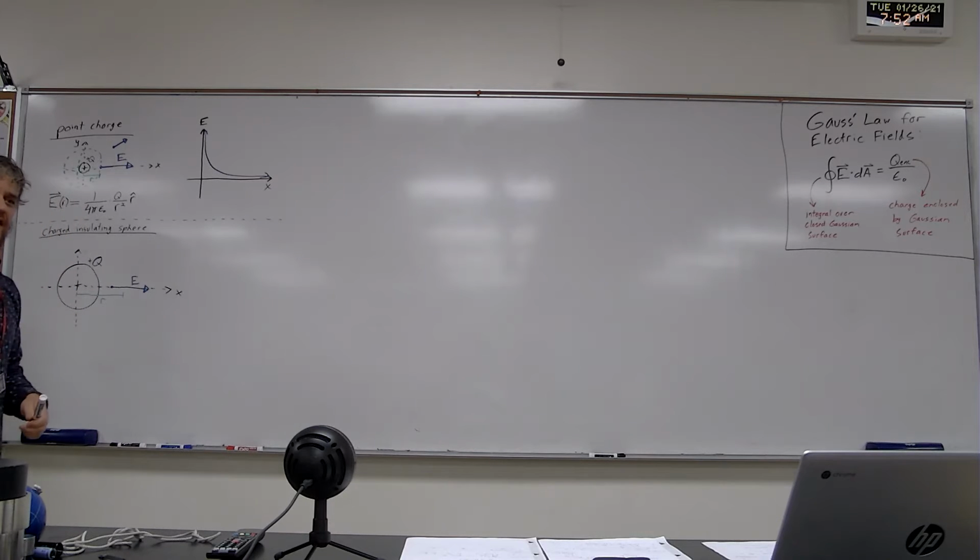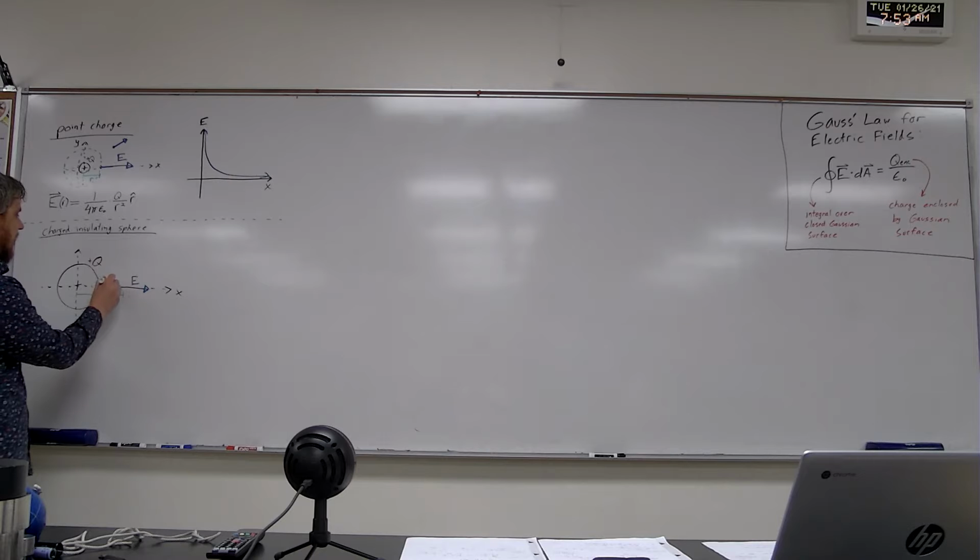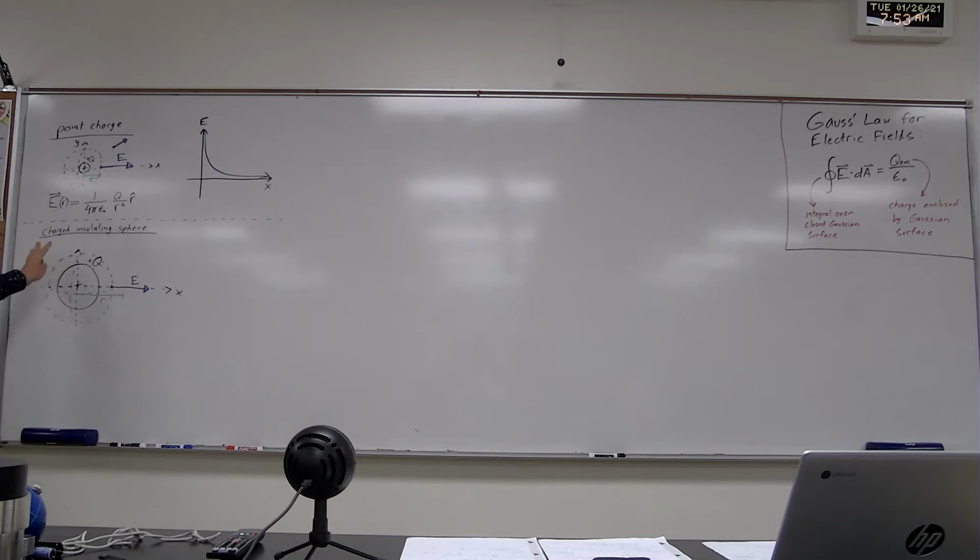Well, Gauss's law makes this pretty much the same situation as this one, because I'm going to do the same thing. I'm going to draw my Gaussian surface such that I have the symmetry here where the electric field is going to be the same over the entire surface. So I'll make it three-dimensional. So I have this Gaussian sphere. Notice the charge enclosed is still the total charge.